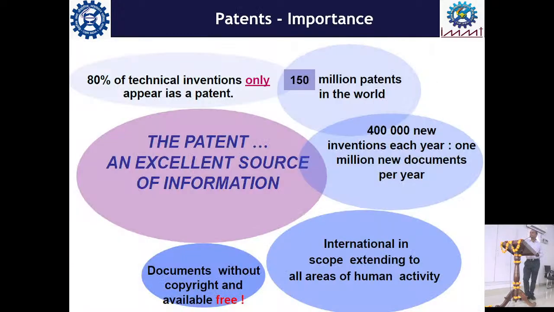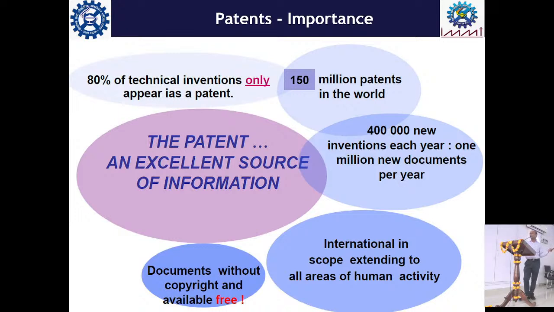Why patents? 80% of the scientific information will appear only in the form of patents. Whenever you do a literature search, we generally have the habit of searching in scientific publications. Yes, we have to do that. But if you do only that, you are searching in 20% of the information. 80% of the information is kept untouched because it is present in the form of patents only, which we are not searching for. There are more than 150 million patent documents worldwide.